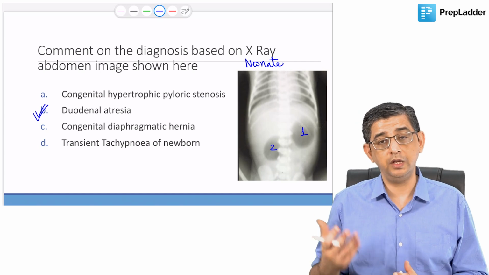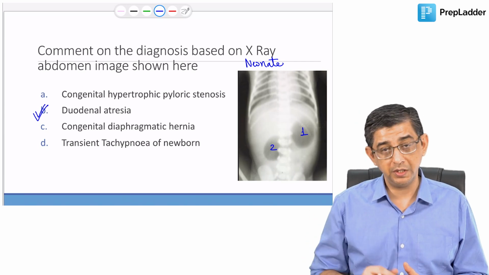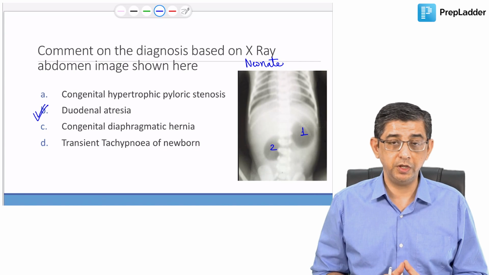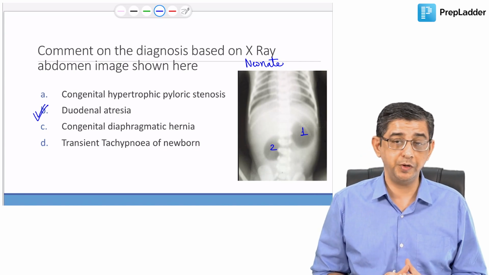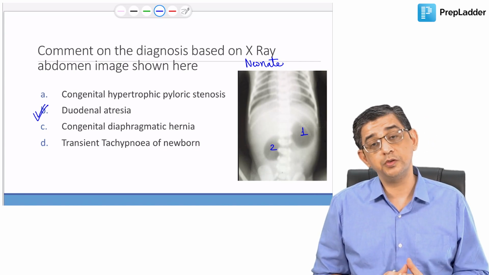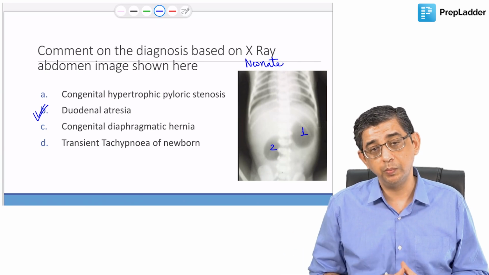In diaphragmatic hernia, there would be herniation of bubble into the chest. Transient tachypnea of the newborn, he will give you history of cesarean section followed by respiratory distress. But since no history is given and two bubbles are present, that would be a duodenal atresia.